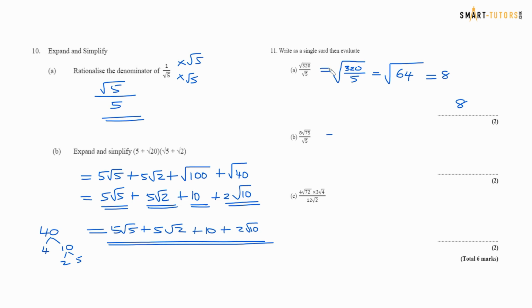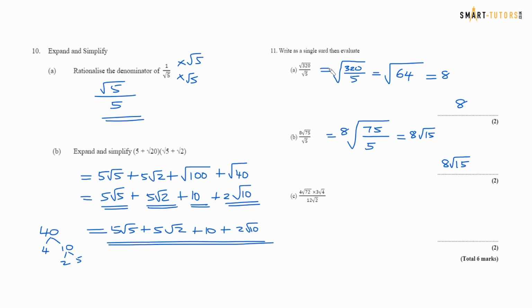Question number B, 8 is outside of the square root. 1 square root 75 over 5. 75 divided by 5 is 15. So 8 root 15. So that is the answer, 8 root 15.